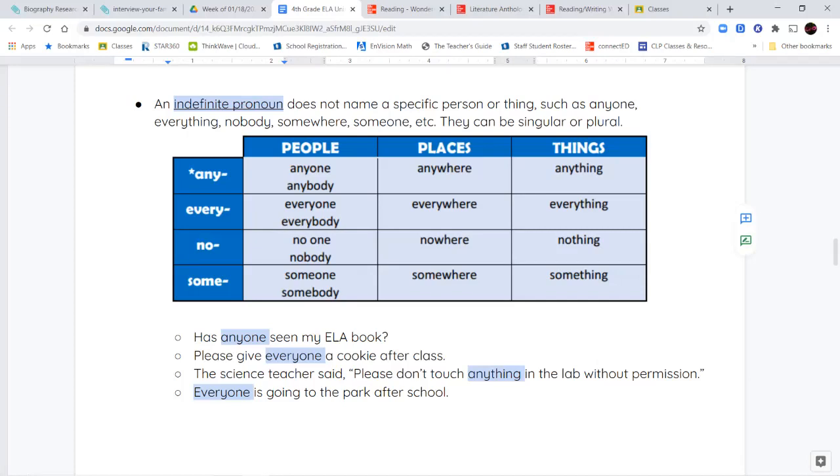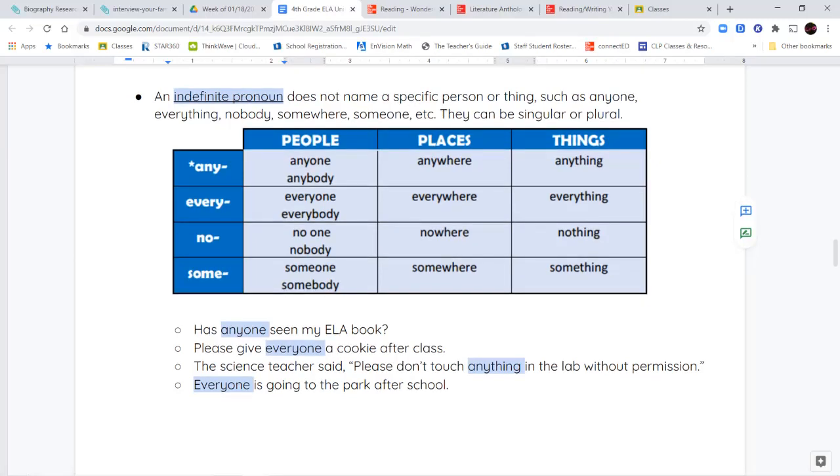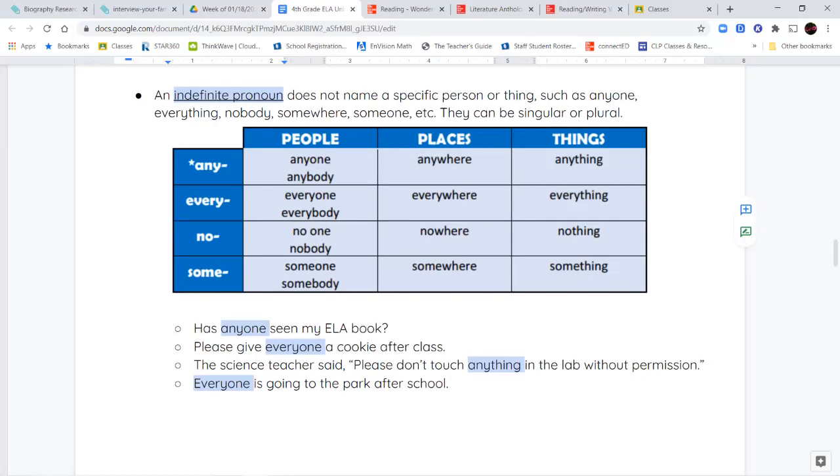Has anyone seen my ELA book? Please give everyone a cookie after class. The science teacher said, please don't touch anything in the lab without permission. Everyone is going to the park after school. You see how we're not referring to a specific person or place or thing. We're talking in general, right? We're not giving a definite person, place, or thing. It is indefinite or not specific.